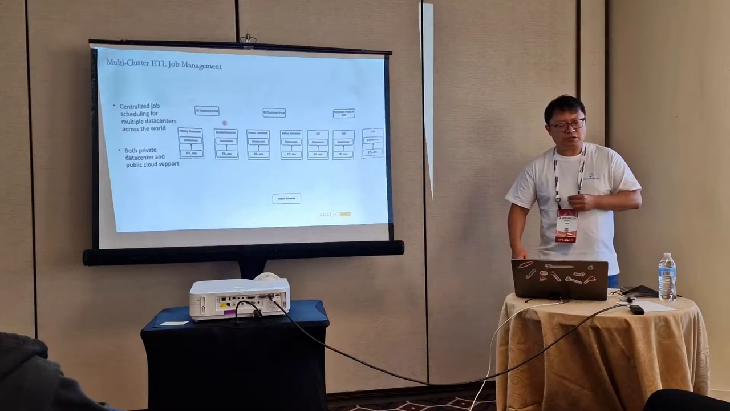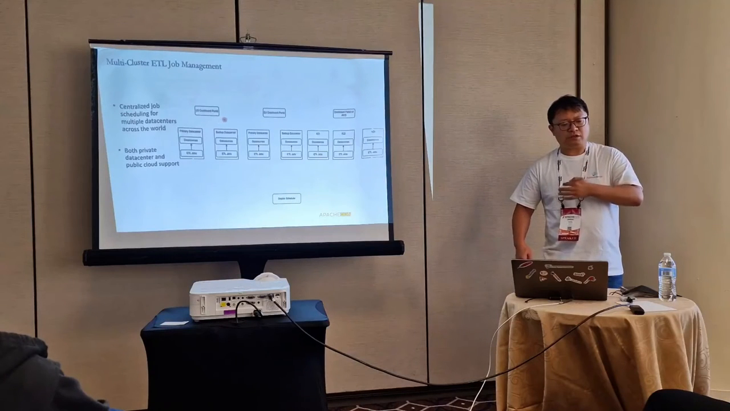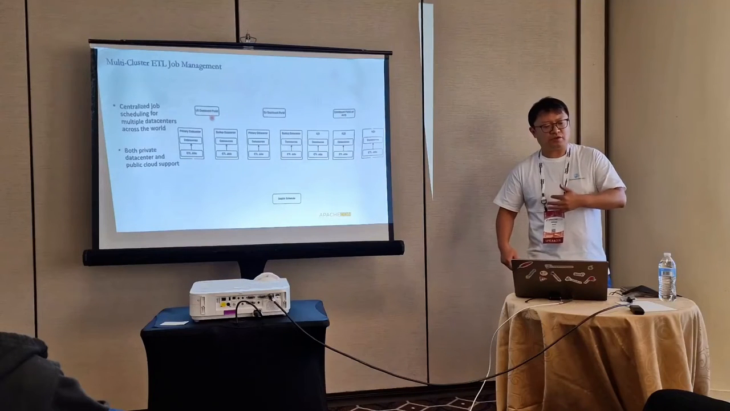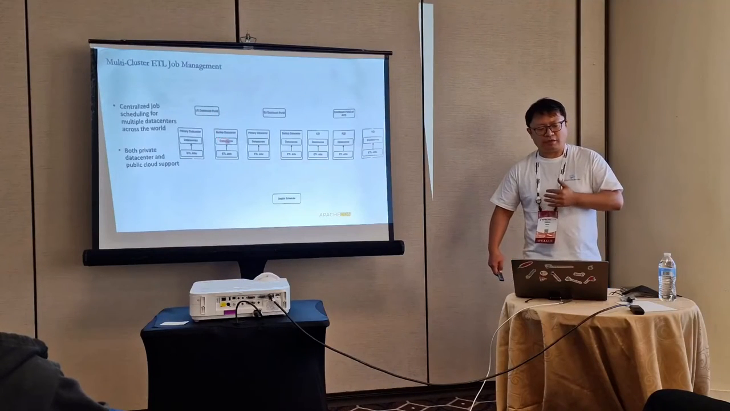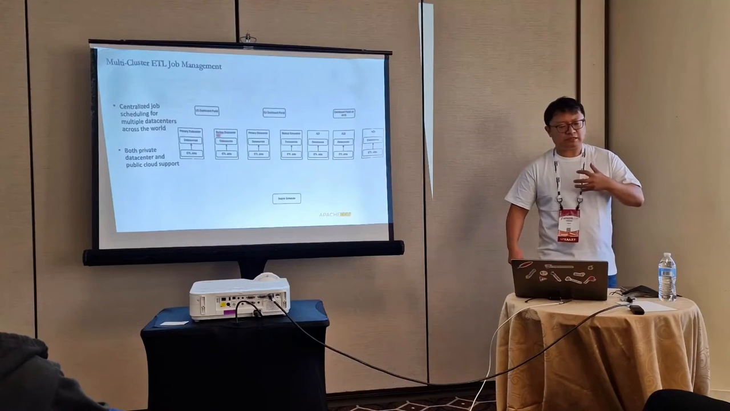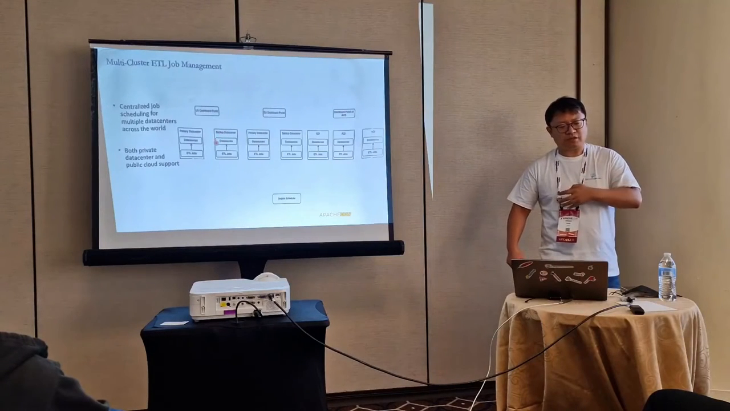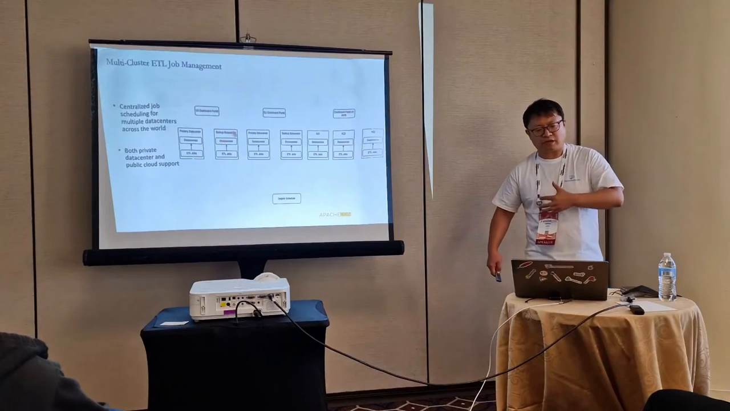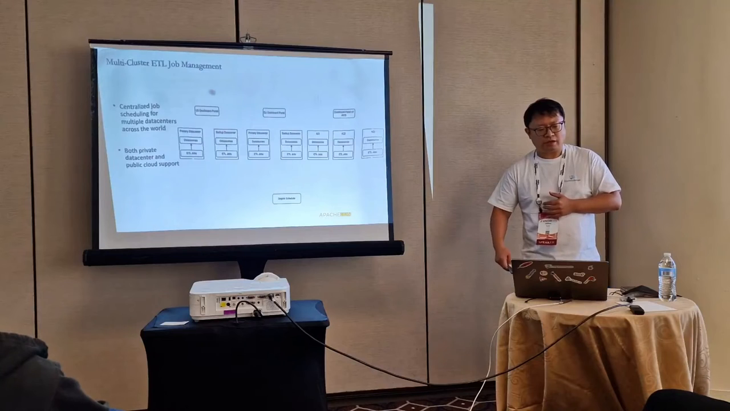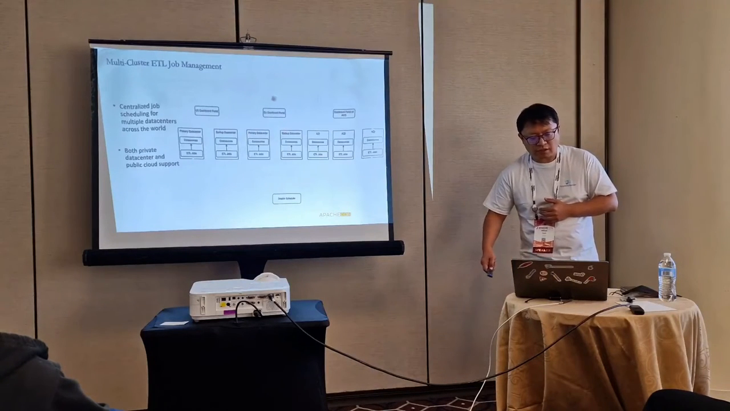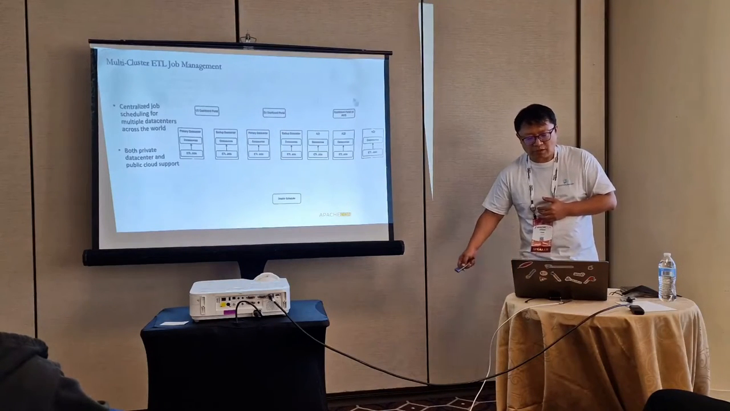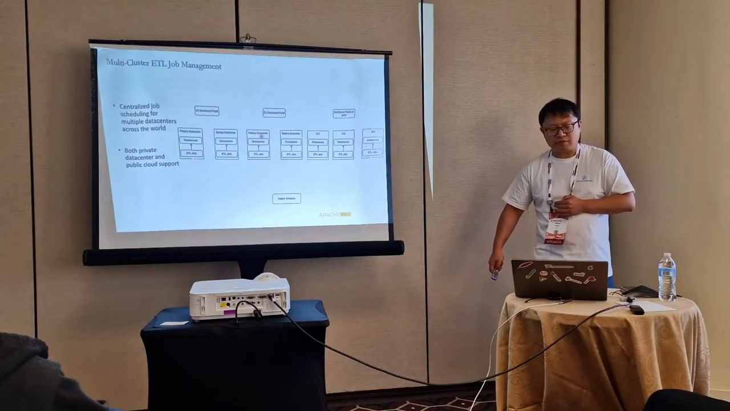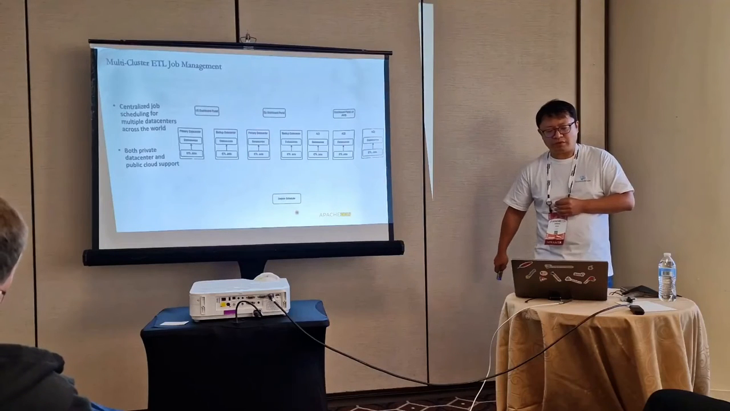And here is the multi-cluster ETL job management. It's centralized job scheduling for multiple data centers across the world. And you can see Cisco just controls private data centers and public cloud using DolphinScheduler to control all the tasks. So it has a US dashboard, Europe dashboard, and a dashboard for AWS. All the Spark and Flink jobs are controlled by one DolphinScheduler cluster.